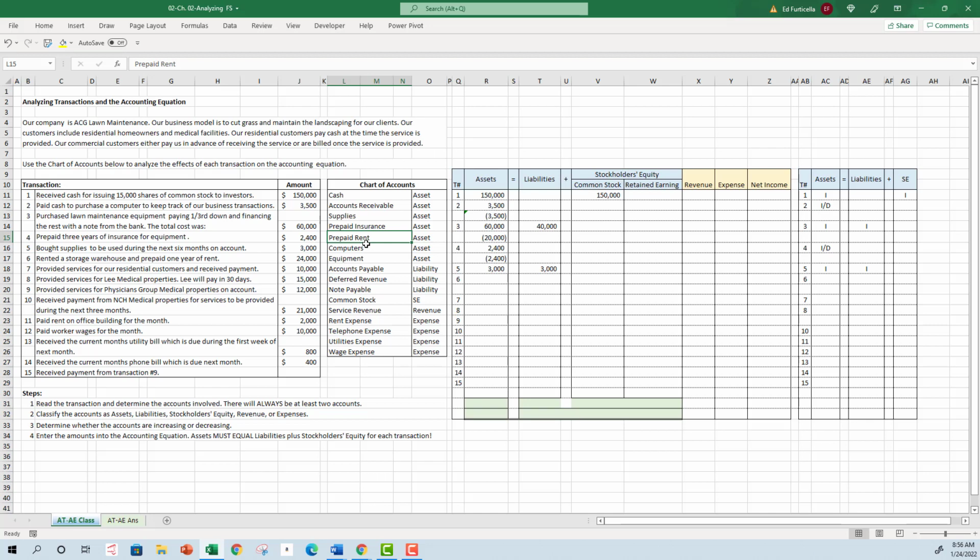So the two accounts involved are prepaid rent and cash. Prepaid rent is an asset, and it's increasing by $24,000. Cash is an asset, decreasing by $24,000. So on our accounting equation, we have our asset, prepaid rent, going up, and we have our asset, cash, decreasing. So we have an increase and a decrease in the assets.